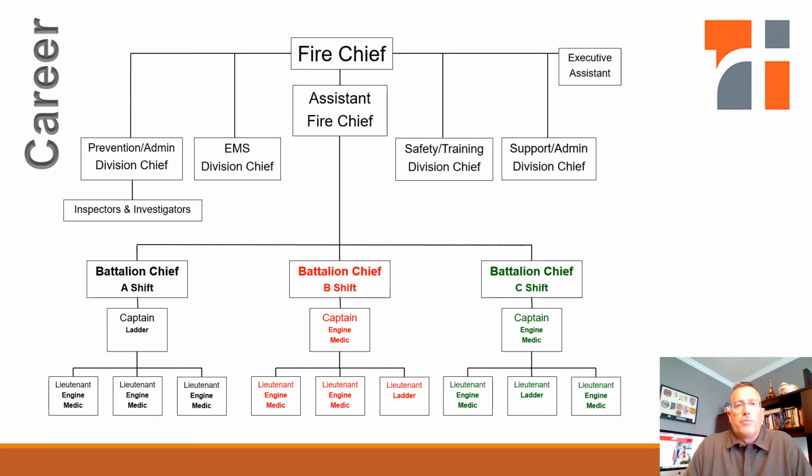Here's an example of an organizational chart for a career department. In this situation, it's a 75-member career department with 3 shifts. There's an administrative staff, and you can see the duties of each of those. Then there's the battalion chief and captain on each shift, and you can see the responsibilities of the lieutenants. So this is just one example.